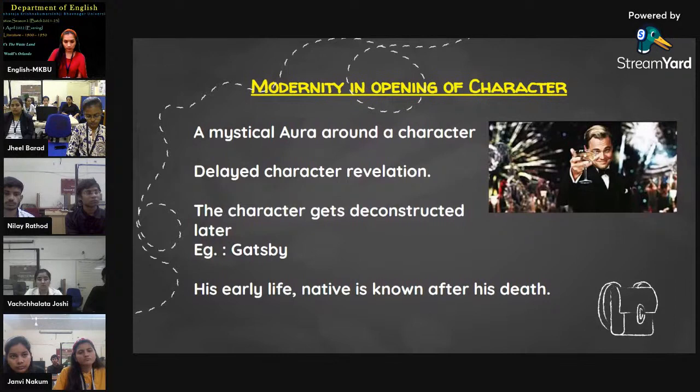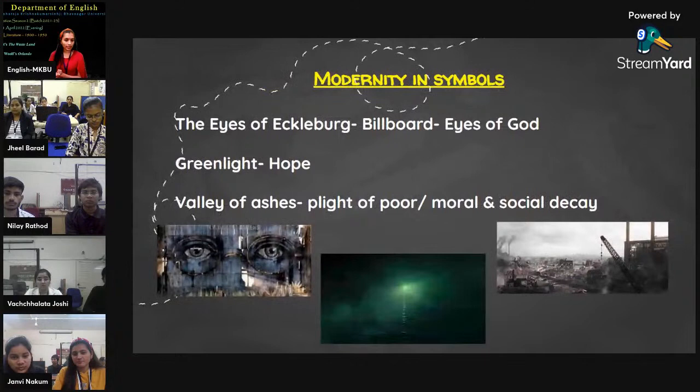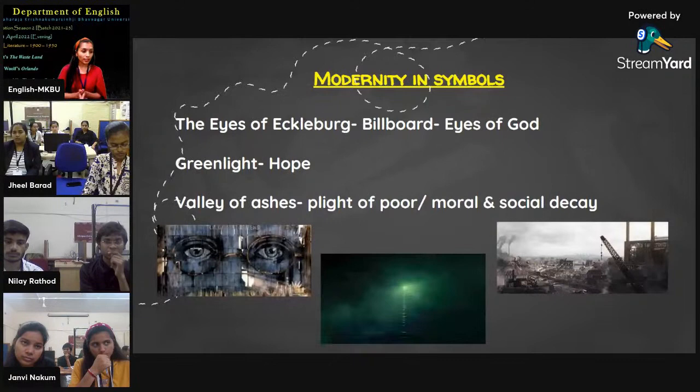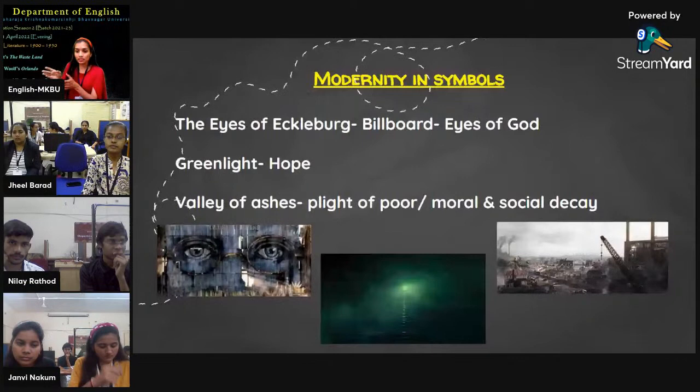Then modernity is seen in symbols. There are three symbols we are discussing: the eyes of Eckleburg, the green light, and the valley of ashes. The eyes of Eckleburg is a billboard, which is symbolic of the eyes of God. In a traditional novel or narration, the eyes of God is an abstract thing, and we don't have anything symbolic that this thing is looking after us. But here, in the technological era, in the time of globalization, a billboard is used as a symbol of the eyes of God.